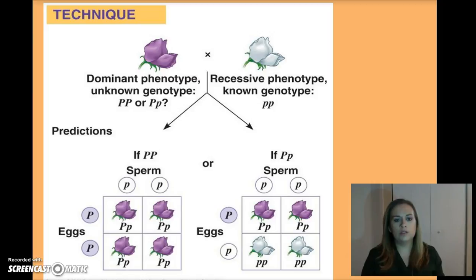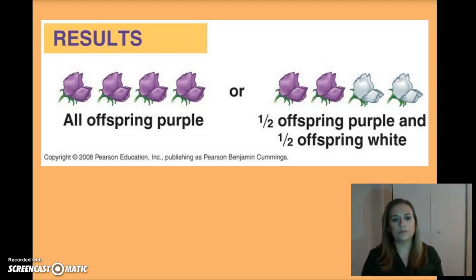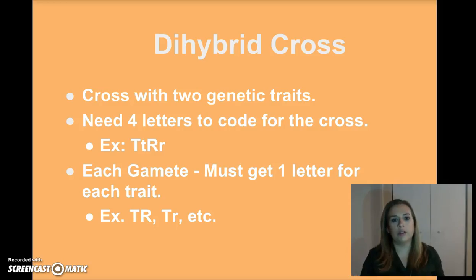And so test crosses are, like I said, important for determining genotype of a dominant individual, because you can't know just by looking at the phenotype what the genotype is. So again, if all of the offspring are dominant, then you know that you're dealing with homozygous dominant. If you have a mix, then you know that you have a heterozygote.